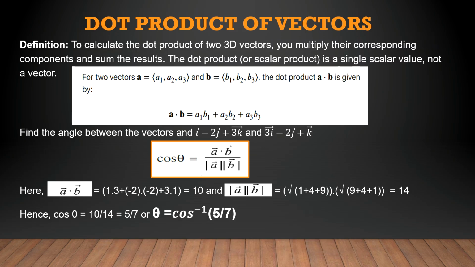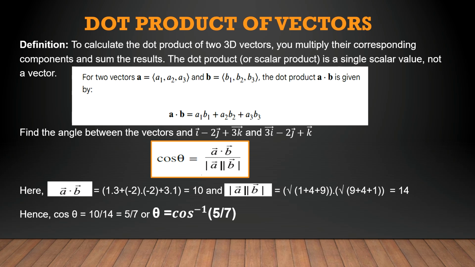So we again revise the definition of dot product and solve a simple example which explains the concept. To calculate the dot product of two three-dimensional vectors, you multiply the corresponding components and sum the results, as I told you. Suppose you have a vector A which has components A1, A2, A3 in the three directions, and a vector B which has components B1, B2, B3. Then the dot product A dot B is given by A1 B1 plus A2 B2 plus A3 B3.